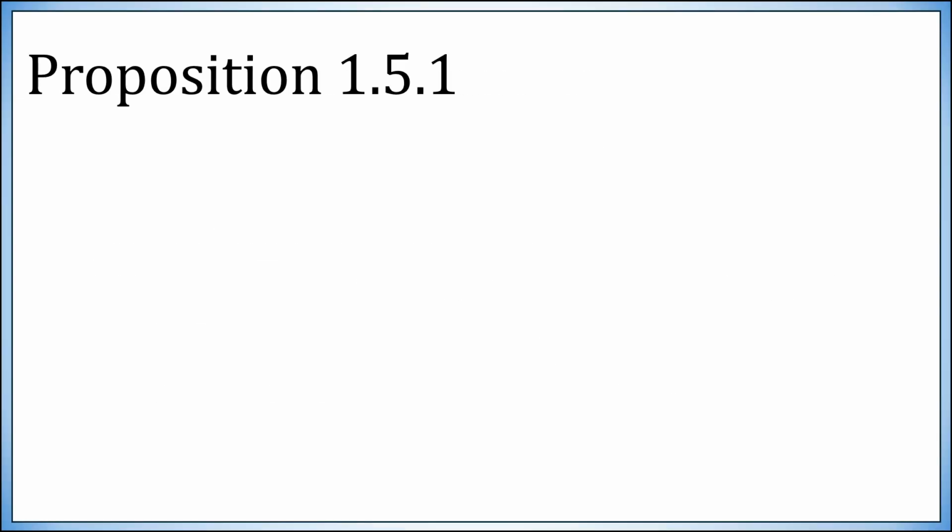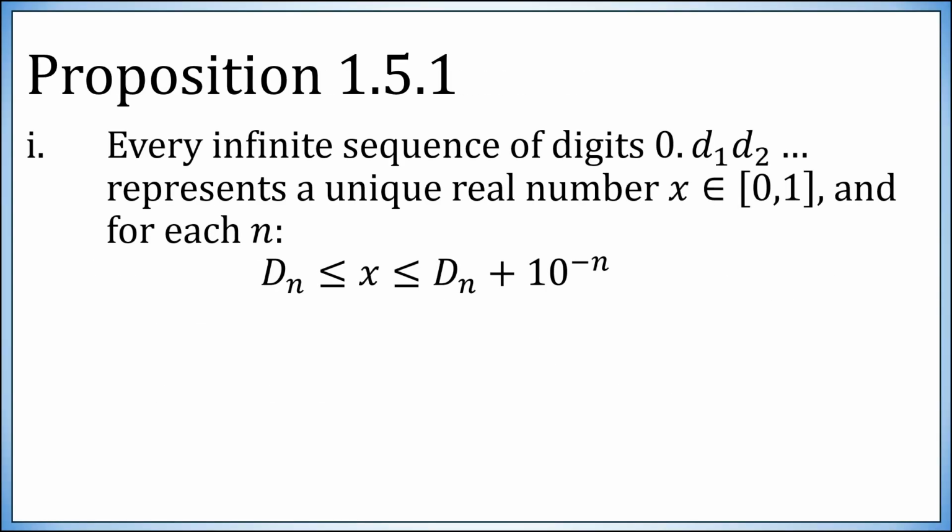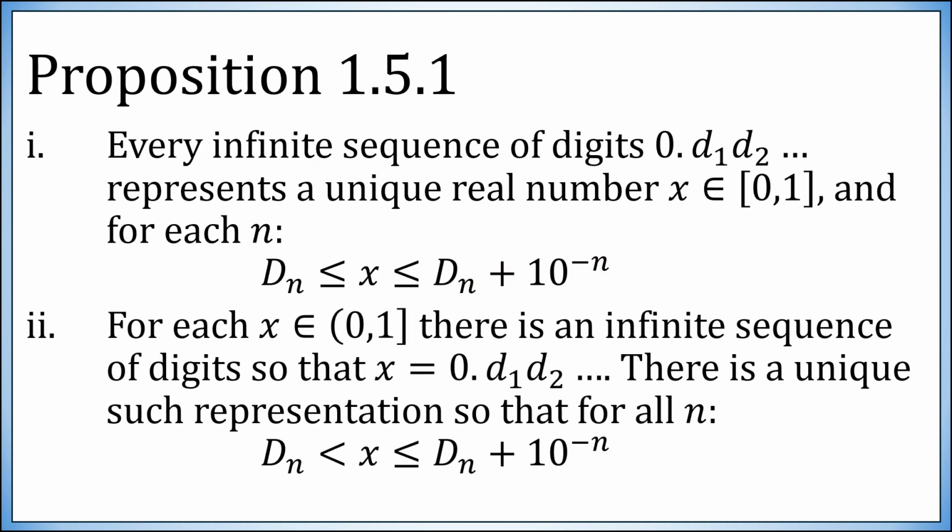So here's a proposition, 1.5.1. Every infinite sequence of digits represents a unique real number, and for every n, whatever this supremum is bigger than or equal to D sub n, but less than or equal to D sub n plus 10 to the minus n, where this power here matches this index there. Okay, part 2, for every x in between 0 and 1, there is an infinite sequence of digits so that we get this representation. So altogether, there's a unique representation so that for all n, we have this strict inequality here and non-strict inequality here.